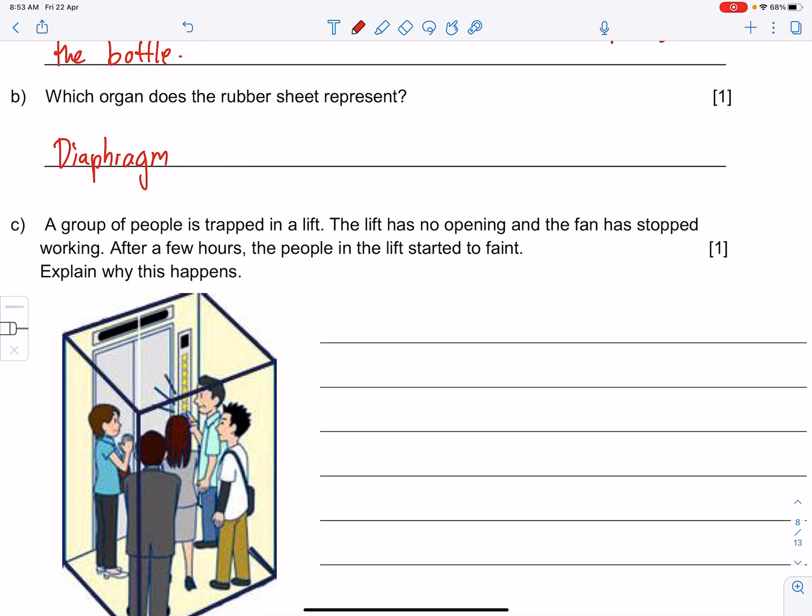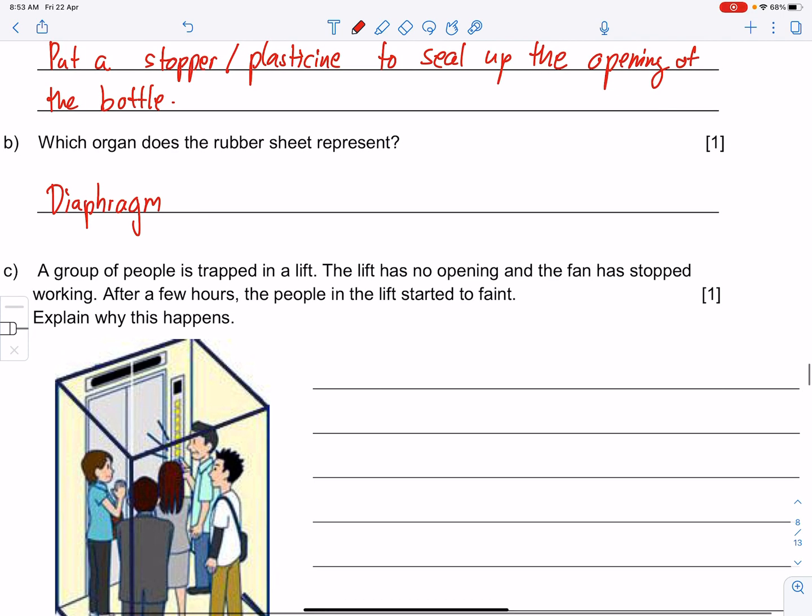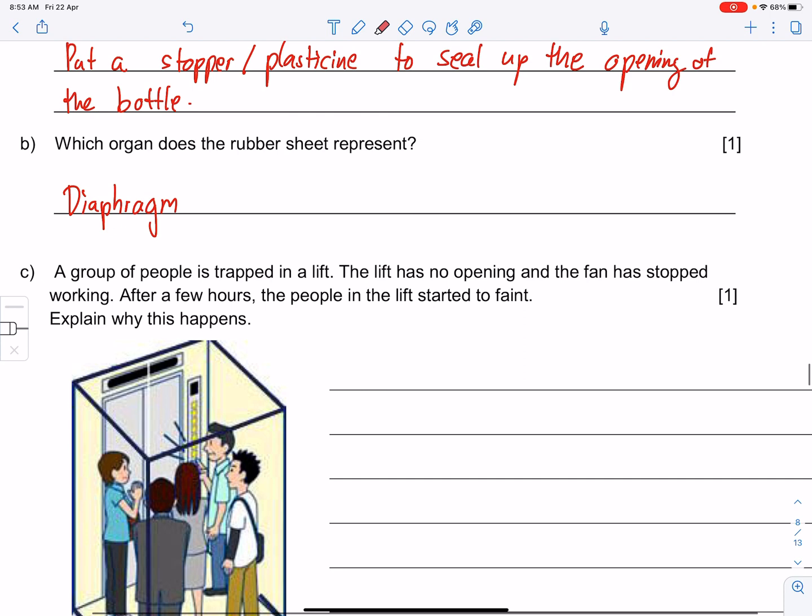Okay, this is another question that everybody did not do all that well. So let's dissect this question a bit. Now a group of people is trapped in the lift. The lift has no opening. And the fan has stopped working. After a few hours, the people in the lift started to faint. Explain why this happened. So you always need to annotate, because it is very important.